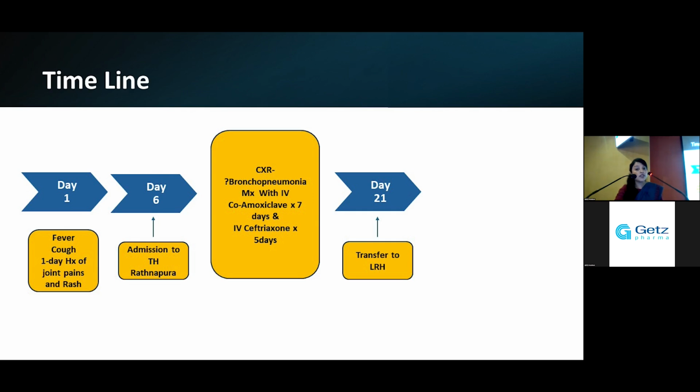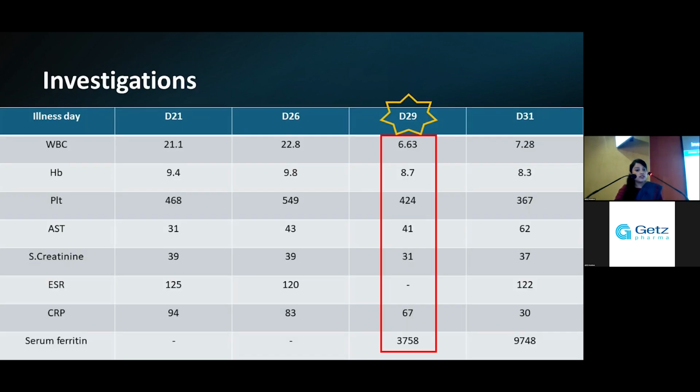Therefore, she was commenced on IV co-amoxiclav for 7 days, followed by IV ceftriaxone. But despite these antibiotics, the patient continued to have fever. Therefore, she was transferred to LRH for further management. So moving on to the investigations from day 21, at the time of admission to LRH, as you can see on day 21, the WBC was very high, 21,000, with platelets 468 and hemoglobin 9.4, and both ESR and CRP were elevated.